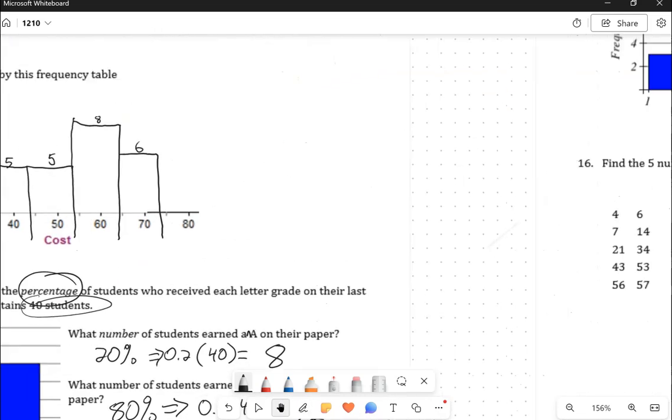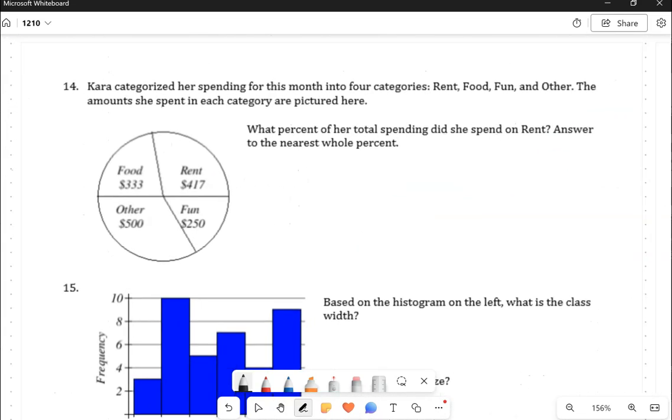All right, number 14. Here we have a pie chart, kind of a fuzzy pie chart. Kara categorized her spending for this month into 4 categories. The amount she spent in each category pictured here. What percent of her total spending did she spend on rent? Well, her total spending is something we need to work out. The total spending is all of the categories added together.